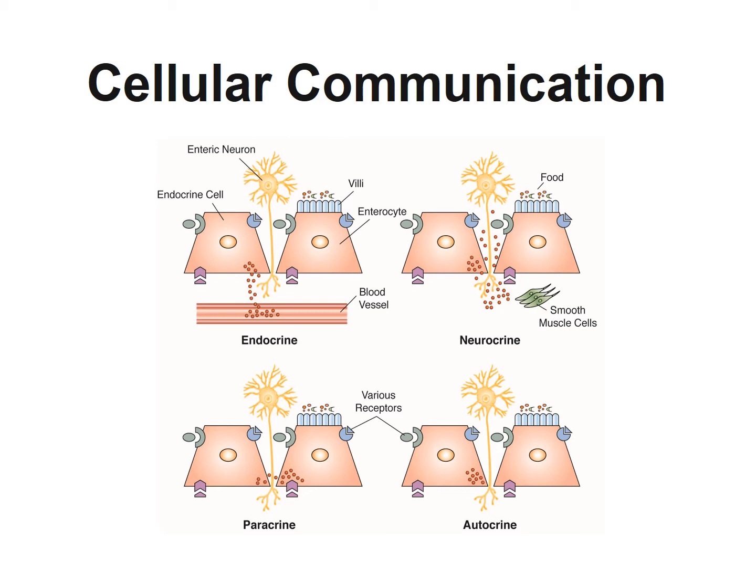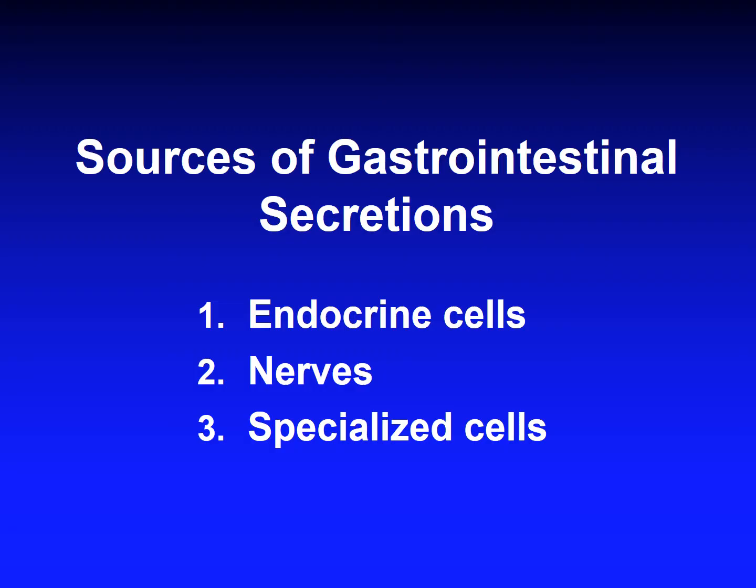Now, where do these secretions come from? These are the methods of communication. Where do they come from? Well, they come from three different sources, as I mentioned earlier. They come from endocrine cells. They come from nerves. They come from specialized cells. Endocrine cells, there are hundreds of millions of endocrine cells in the body, especially in the gastrointestinal tract, the largest endocrine organ in the body, the gut. And I will talk about these secretions when we come to them.